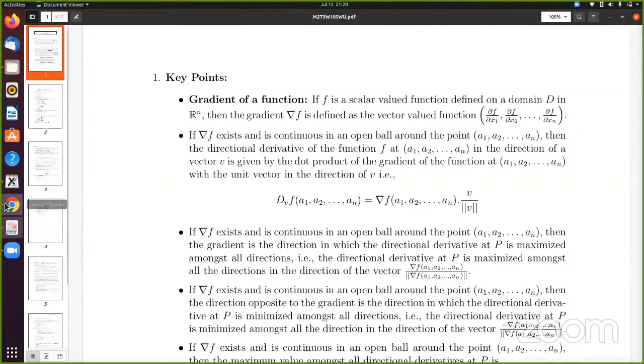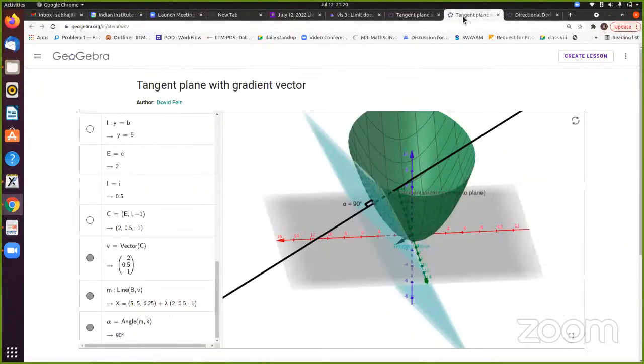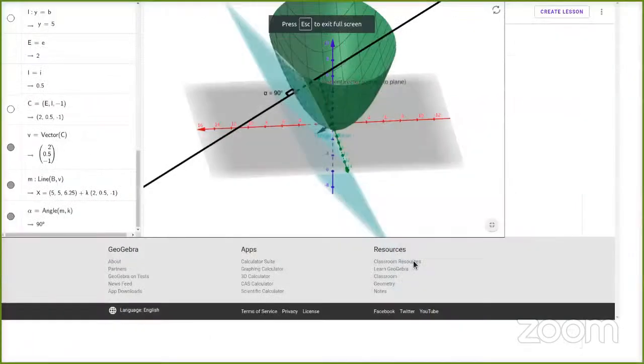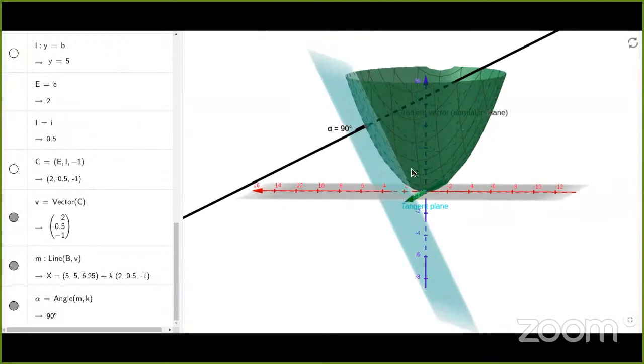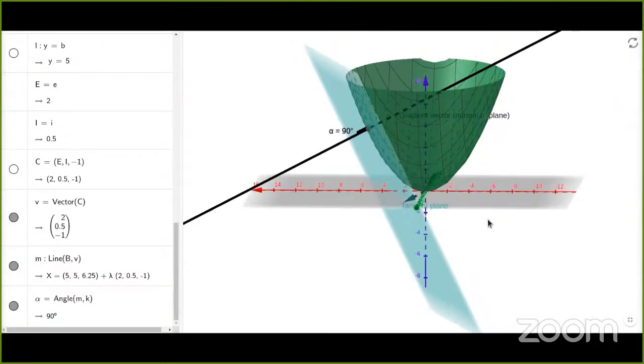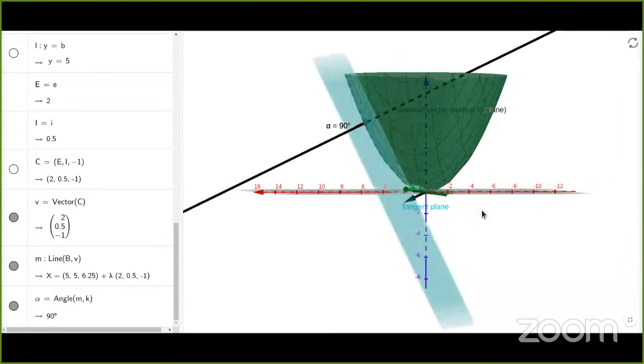So if I show it, suppose this is your function, the surface. Your tangent plane will look like this. How to find the tangent plane? That is a portion of your week 10. I will come to that later, maybe not today, in the next class. So this is your tangent plane. The gradient vector will be, see here I have drawn this thing.